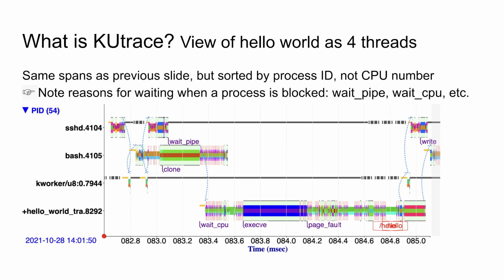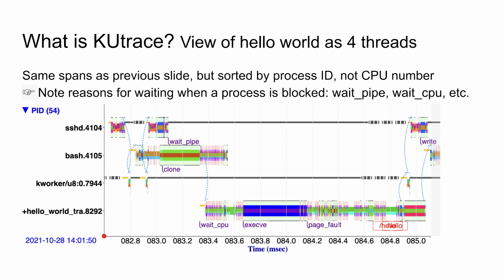Over here, the second bash copy is waiting right here to get a CPU. It's been created and woken up, but there's several microseconds here of waiting to get a CPU assigned and getting the scheduler to start running the process.